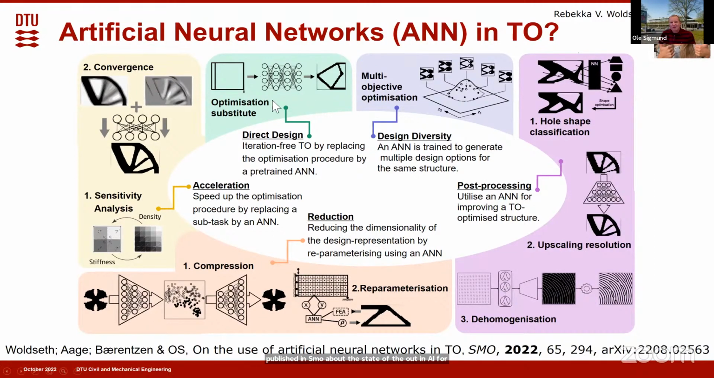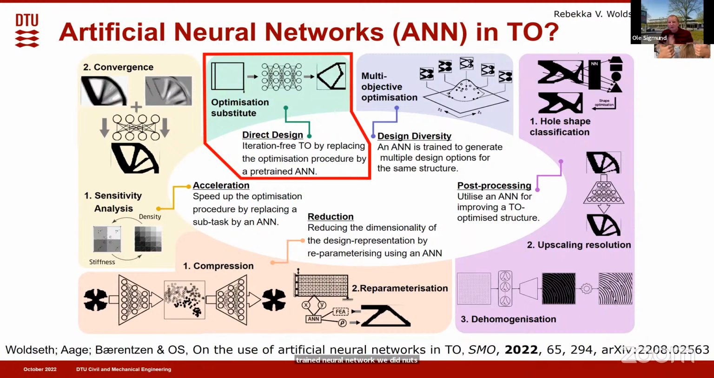So Rebecca categorized various categories of applications of artificial neural networks in topology optimization. Everybody's wet dream seems to be directly substituting topology optimization by a trained neural network. We did not see much promise there, and we would essentially discourage doing more in that because it doesn't seem like it's the right way to go. However, there might be other ways where we take subparts of the topology optimization and improve them through acceleration, reduction, post-processing, or design diversity. Obviously, I don't have time to go into all this. I just want to focus on one application, which was de-homogenization.